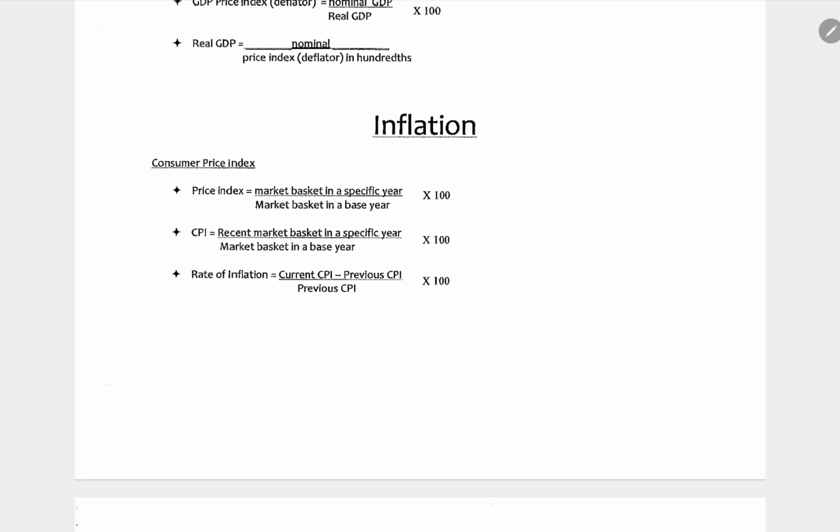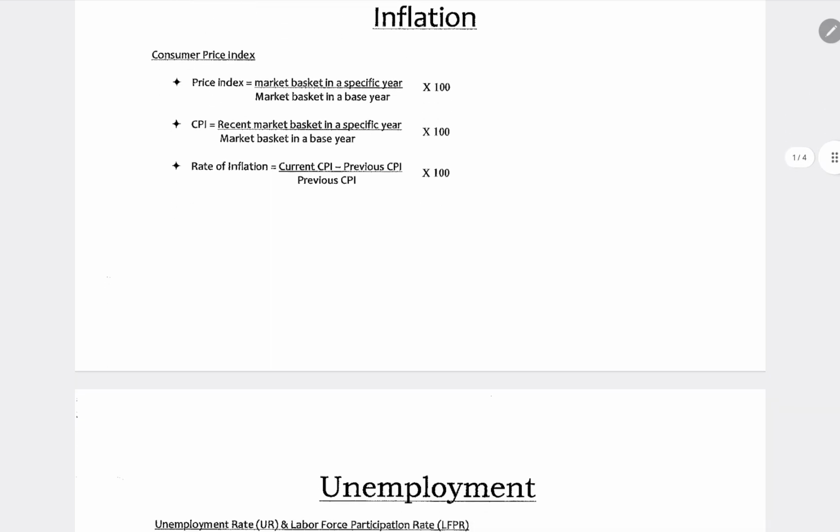The rate of inflation is calculated by subtracting the previous CPI from the current CPI and dividing that by the previous CPI times 100. Now, CPI, once again, can be calculated by dividing the market basket in a specific year by the market basket in the base year times 100.